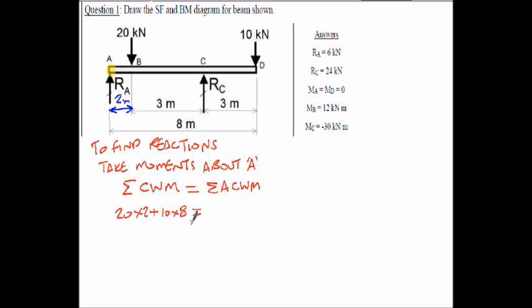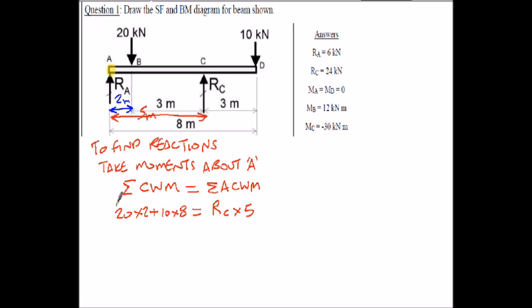So 20 multiplied by 2 is going in a clockwise direction about A, and also 10 multiplied by 8 is going in a clockwise direction. Anti-clockwise, looking at the notation used, that would be RC, multiplied by, in this case, 5 meters, because I'm 5 meters away from A. There's my 5 meters in here.